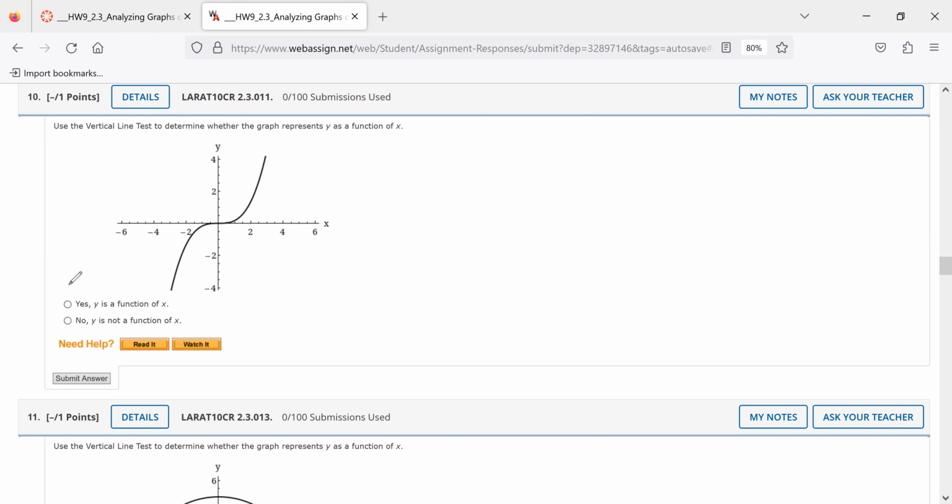Is number 10 a function? Yes. Yeah, it looks like it's going to be a function. Vertical lines, no problem.